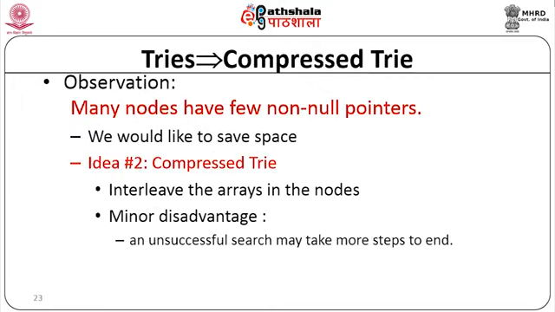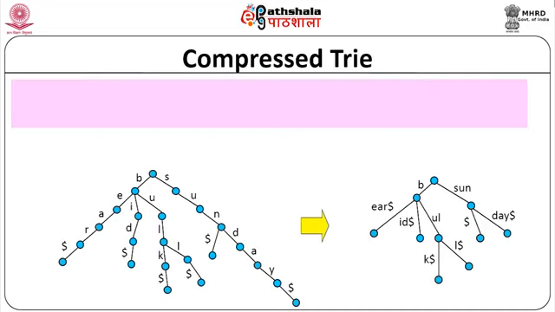Okay. Now we go to the compressed trie. Many nodes have few non-null pointers, so we would like to save space. So the idea number 2, which we have discussed, is the compressed trie, where we interleave the arrays in the nodes. Minor disadvantage: an unsuccessful search may take more steps to end. That is the only issue. So this is an example of a compressed trie.